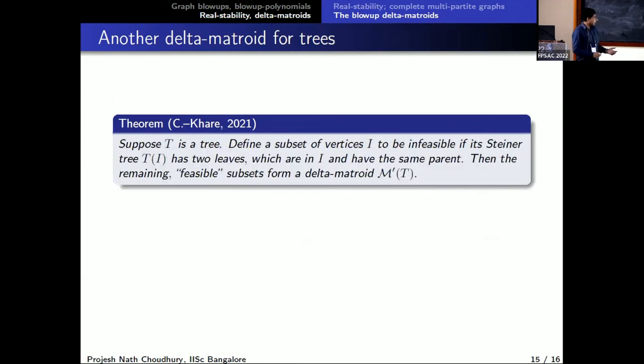The answer is yes. Before this, we need a basic definition. Recall that a Steiner tree T_I of a subset of vertices I is the unique smallest subtree containing I. Suppose T is a tree and define a subset of vertices I to be infeasible if the Steiner tree T_I has two leaves which are in I and have the same parent. Then the remaining feasible subsets form a delta-matroid.